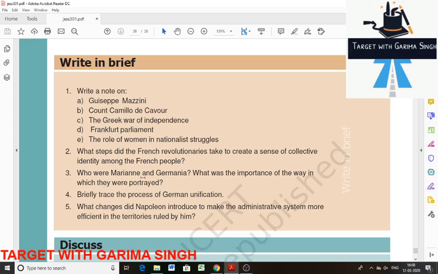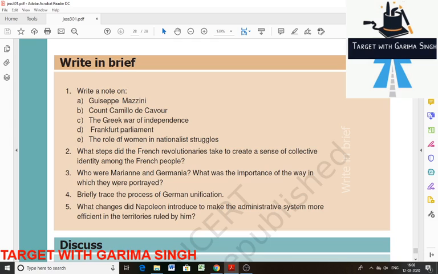Next is, who were Marianne and Germania? What was the importance of the way in which they were portrayed? So female allegories were invented by artists in the 19th century to represent the nation. In France, she was christened Marianne, a popular Christian name, which underlined the idea of a people's nation.